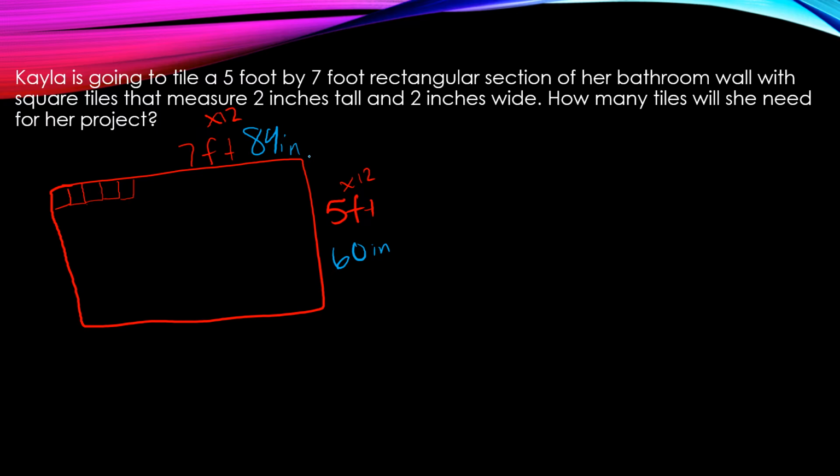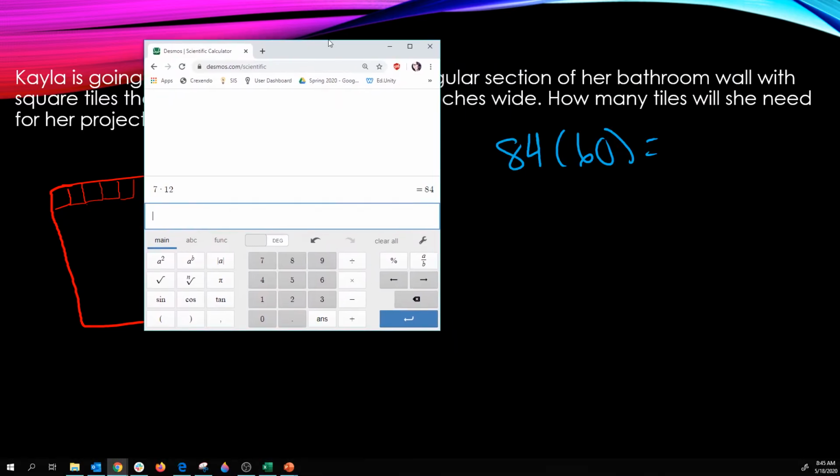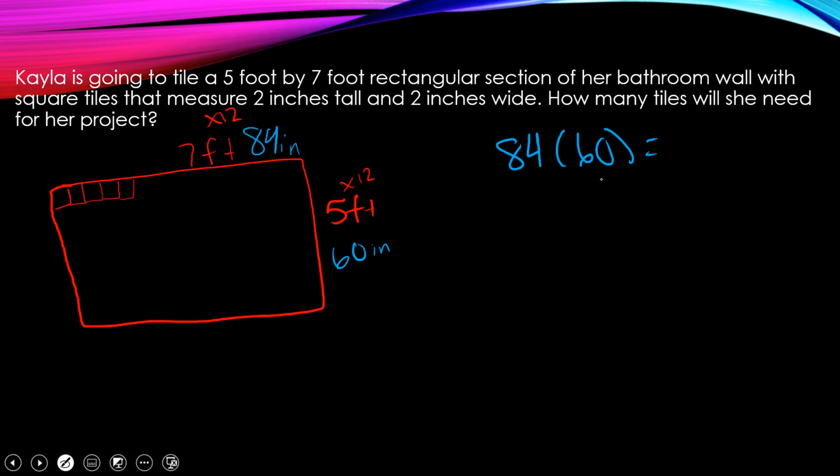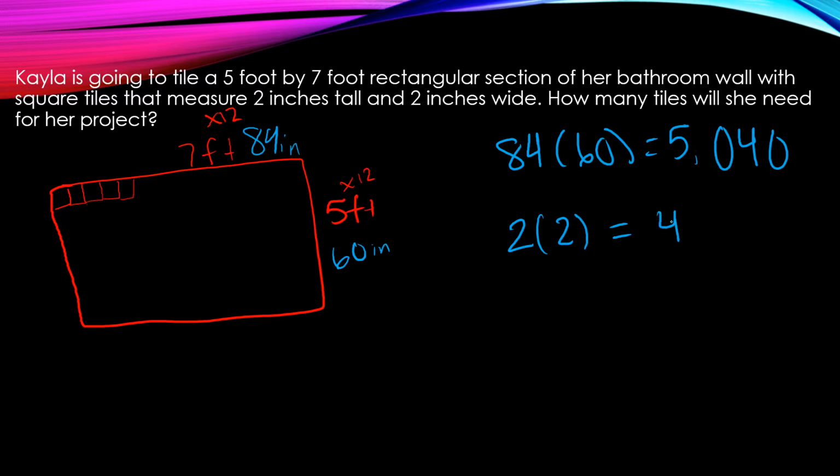So now what we want to do is figure out the area of the big wall. So 84 times 60, and let's bring back that calculator, which is 5,040. And then we need to figure out, well, how big is the area of these two tiles? So 2 times 2, which gives me 4.